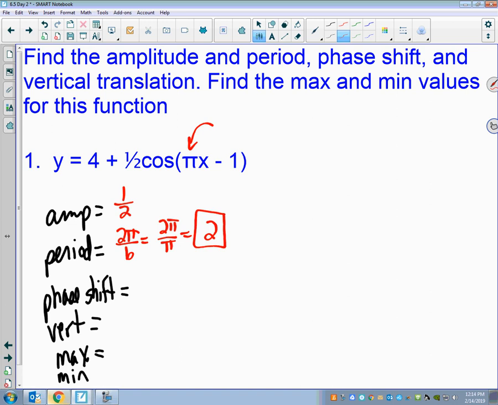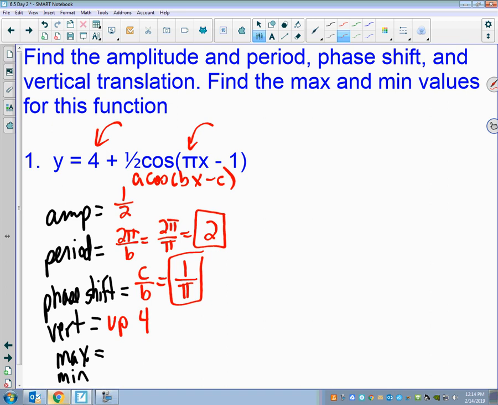The phase shift is the new one. That's c over b. So think about this as a cosine of bx minus c. So c in this one is 1, and b is pi. So that's going to be really weird, but that's the phase shift. The vertical shift is the number out here, and so that's a positive 4. So I'm going to say up 4 units.